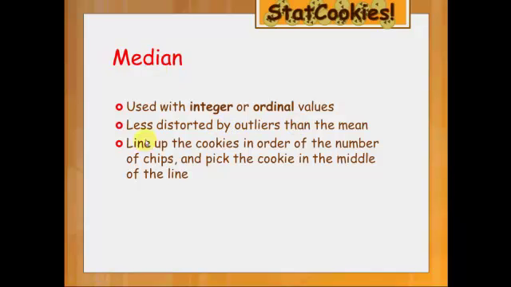The median is less distorted by outliers than the mean. So even though it can be used with integer or ordinal values, it can also be used with ratio values, and it can be a good choice if you have a lot of outliers. So to calculate the median number of chips, we line up the cookies in the order of the number of chips and pick the cookie in the middle of the line. So in this case, the median value is 7 chips per cookie in this particular sample.